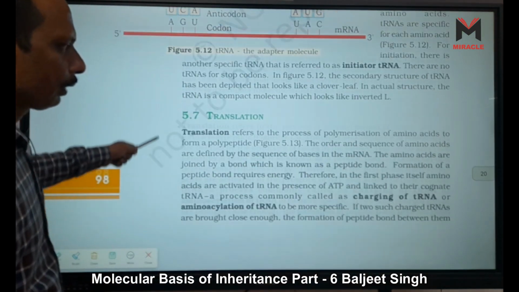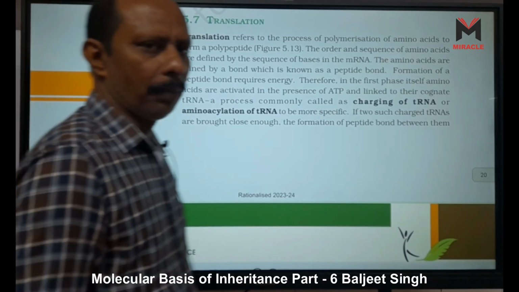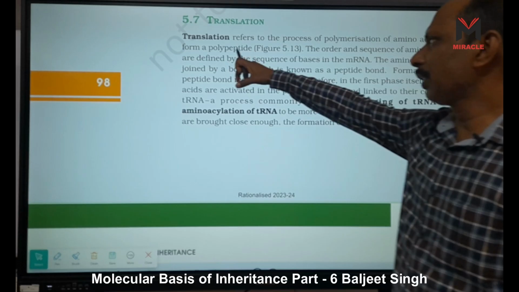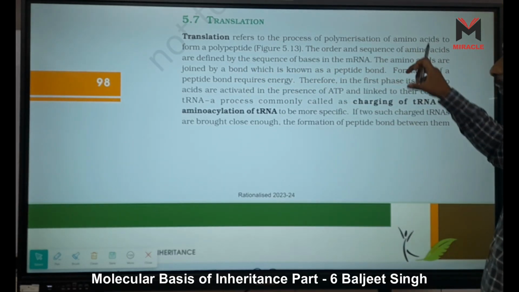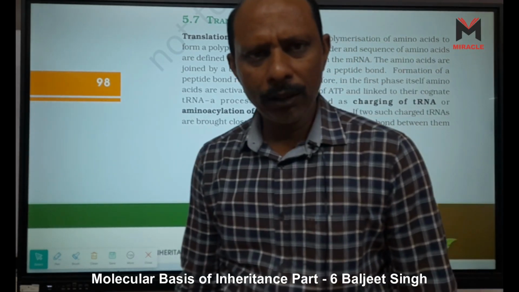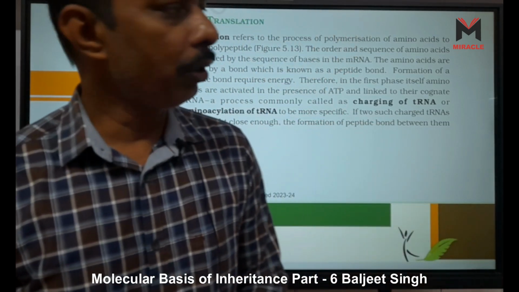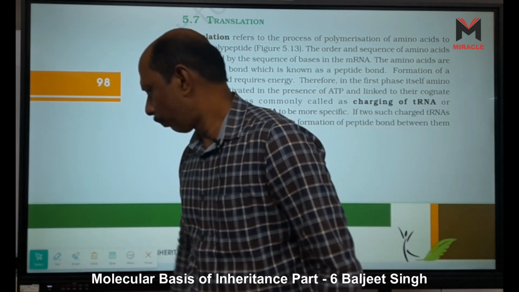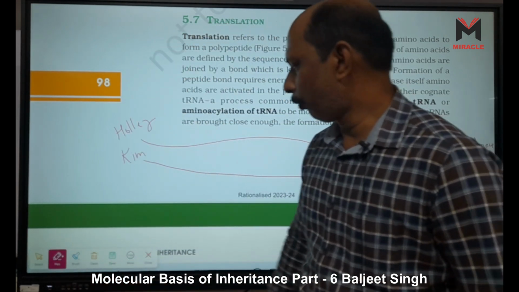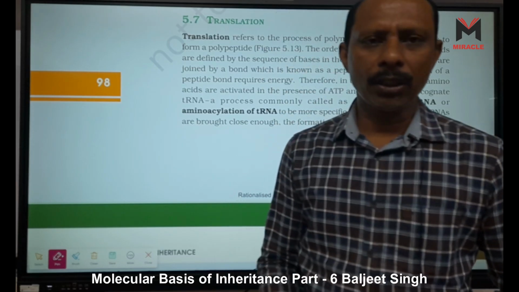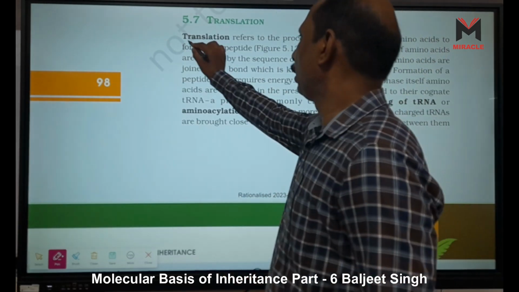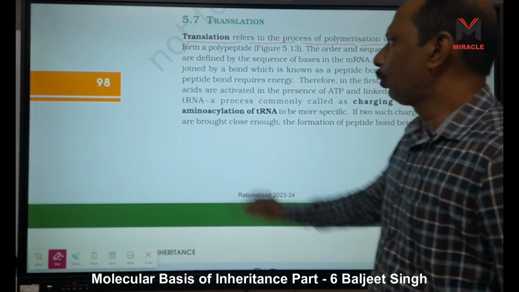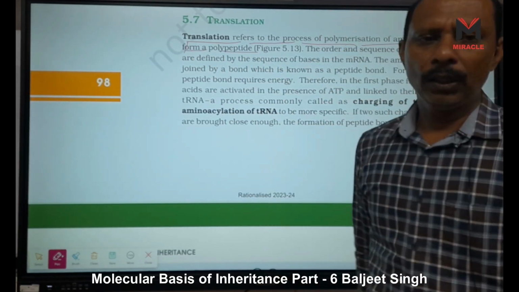Translation means formation of protein, simply we can say. Translation refers to the process of polymerization of amino acids. What is protein? We can say a polymer of amino acids is called protein. The process in which amino acids are polymerized is called polymerization of amino acids. So it is given here: translation refers to the process of polymerization of amino acids to form a polypeptide.